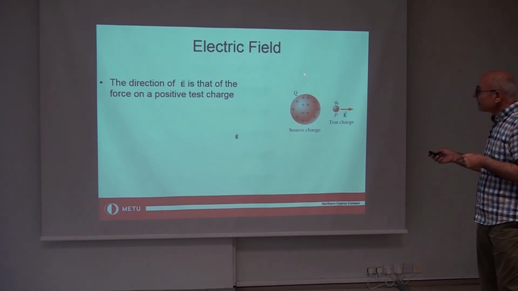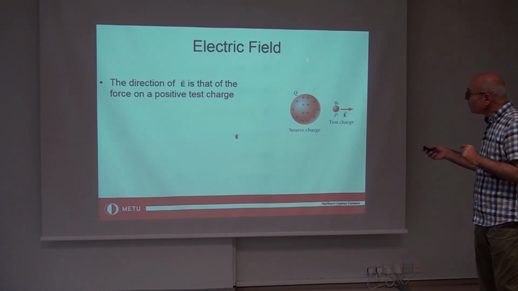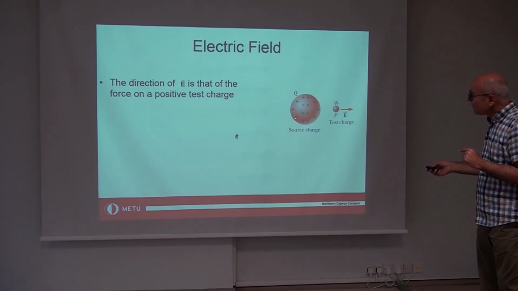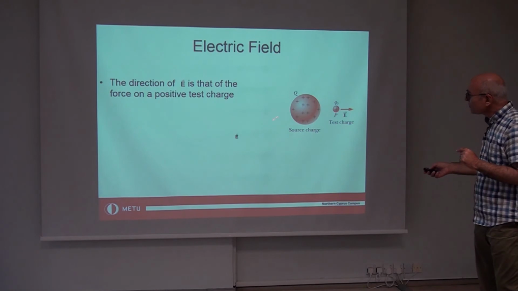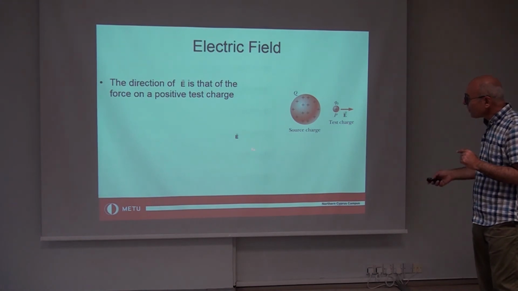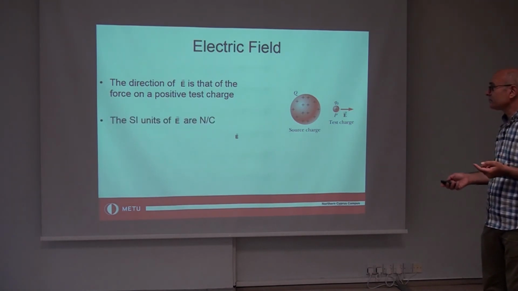If I want to find the electric field here, I take this positive charge and put it here. In this case, the electric force on this positive test charge will be in this direction, and therefore this is the direction of the electric field at this point. To find it here, you take this test charge, bring it here, and find the direction of the force on this charge by the source charge. It will be in this direction. Then this is the direction of the electric field here, and so on and so forth.